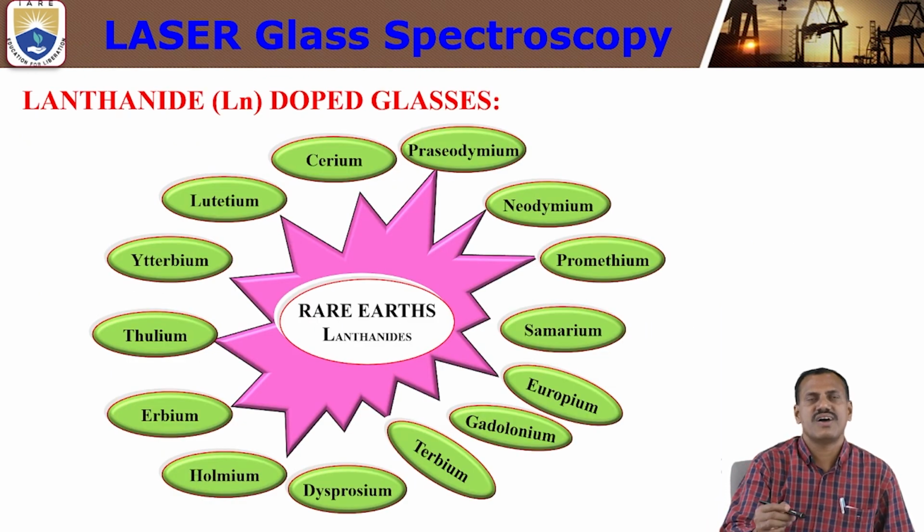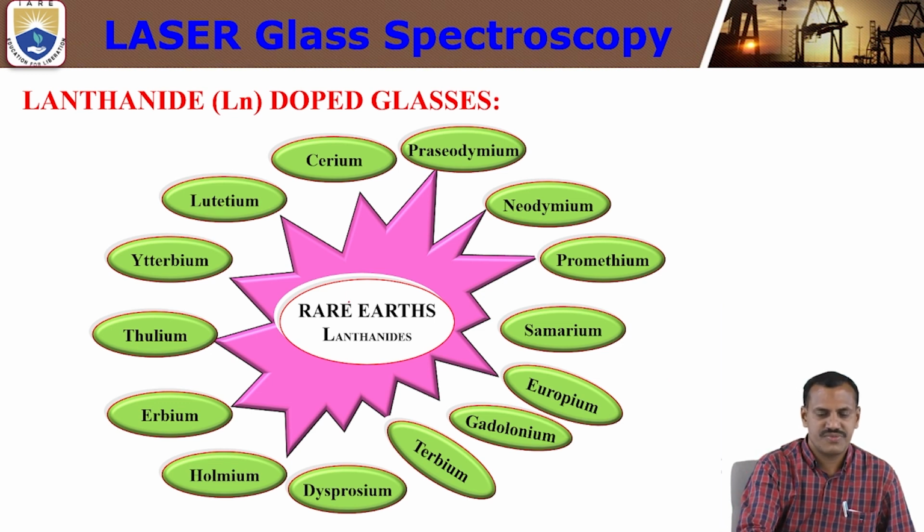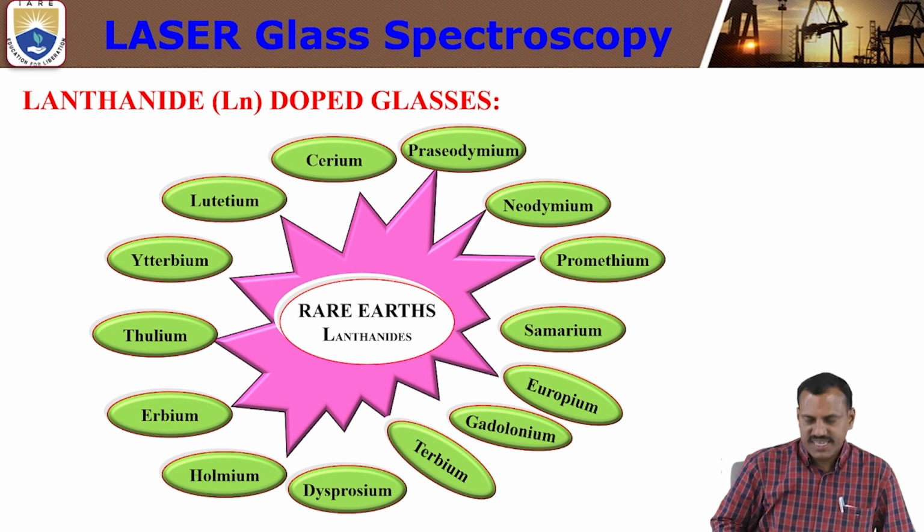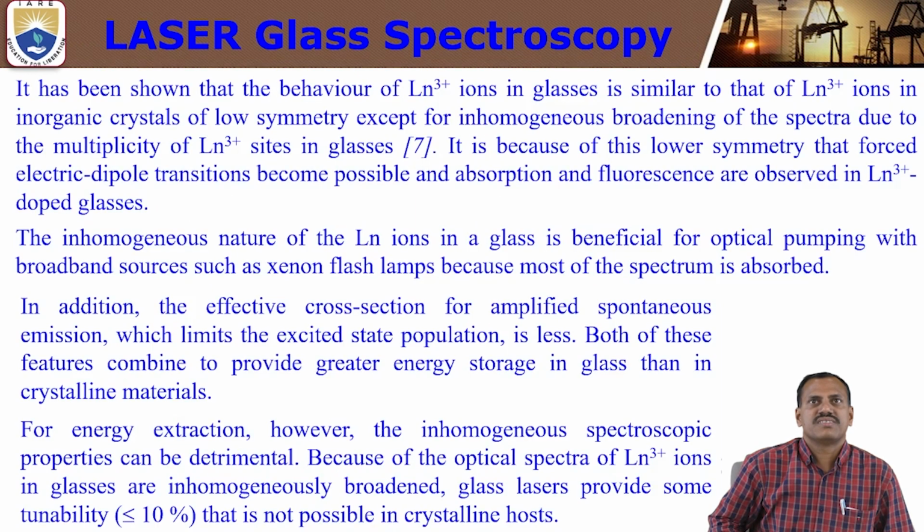Next, in the previous session we already discussed different kinds of lanthanide ions. Again, we are going to learn about the lanthanide-doped glasses, starting from lanthanum: lanthanum, cerium, praseodymium, neodymium, promethium, samarium, europium, gadolinium, terbium, dysprosium, holmium. These are the 14 elements of the lanthanide ions or rare earth ions involved in laser glass spectroscopy. So these are the different kinds of lanthanide-doped glasses.